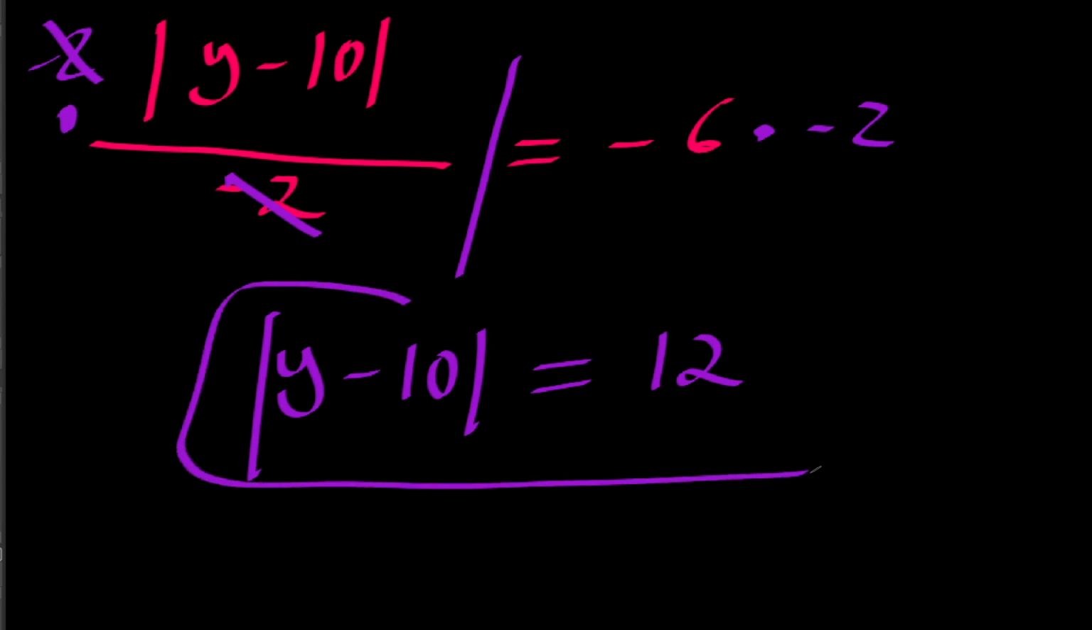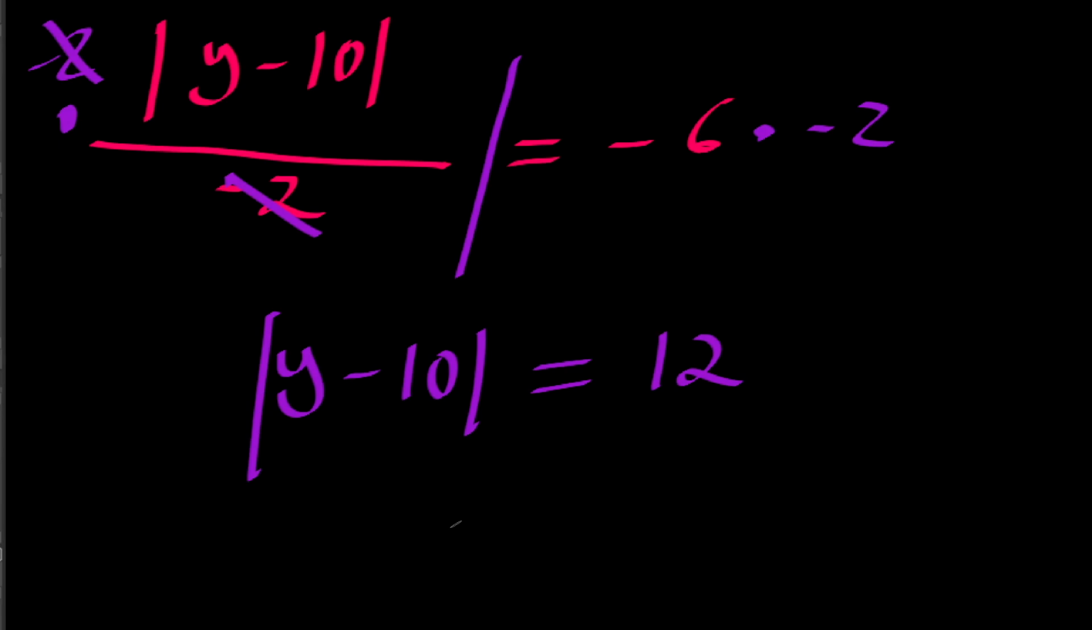So let's see if you can actually finish this one off. But I'll go ahead and give you the answer just so you can practice. That way we can do some more examples because I don't want to bore you to death. y should be equal to negative 2 and 22. All right, try that one, see what happens.